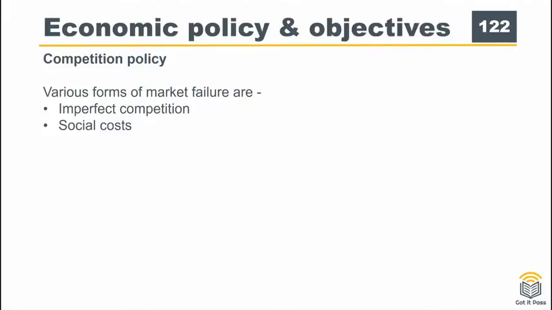Next is social cost, or imperfect information. Or finally, equity, which means is it fair?